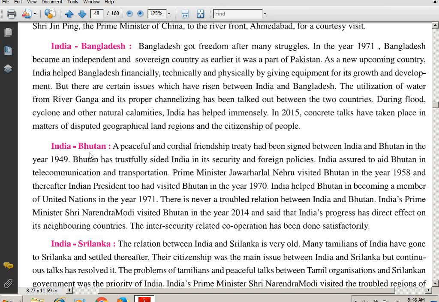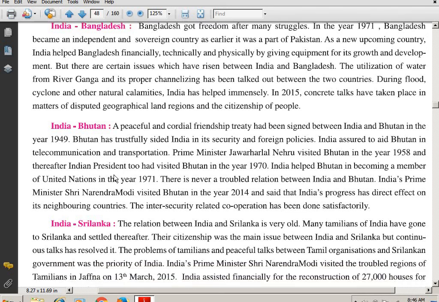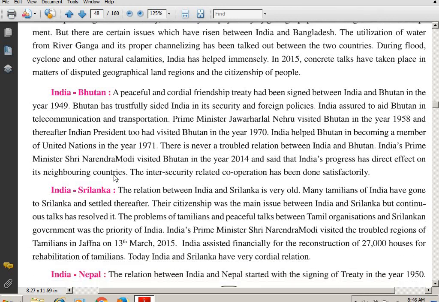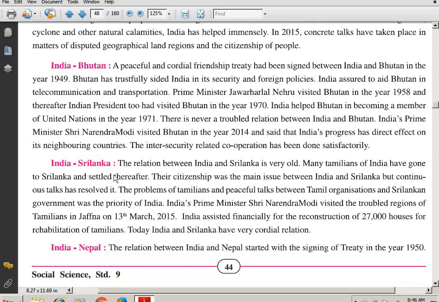Now, India and Bhutan relationship. A peaceful and cordial friendship treaty was signed between India and Bhutan in the year 1949. So see students, a cordial friendship treaty, signed between India and Bhutan in 1949, underline that. Bhutan has trustfully sided with India in its security and foreign policies.